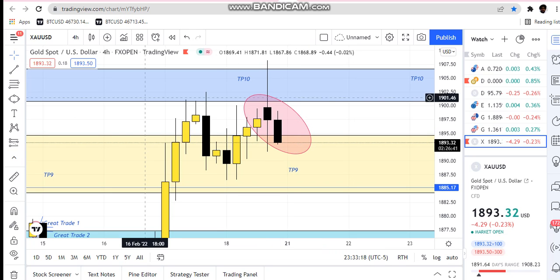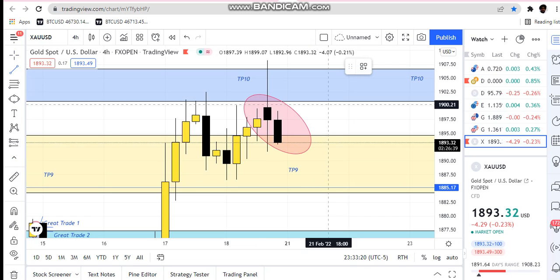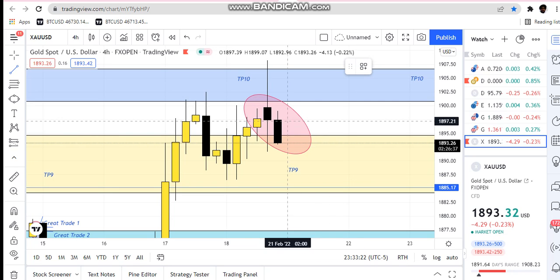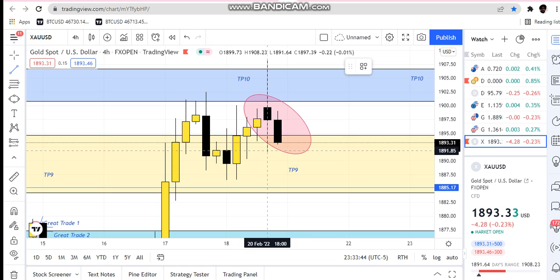All right, so we could have gotten a trade. Price went down from February 20th all the way down to take profit 9. If you missed that trade, you could have taken profit. You could have gotten this trade from 1908 all the way down to 1891. Depending on your lot size, you could have made 10 grand, 20 grand, a couple thousand, a couple hundred easily, depending on your lot size.